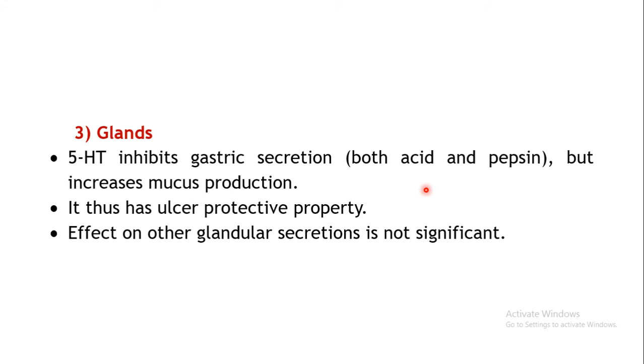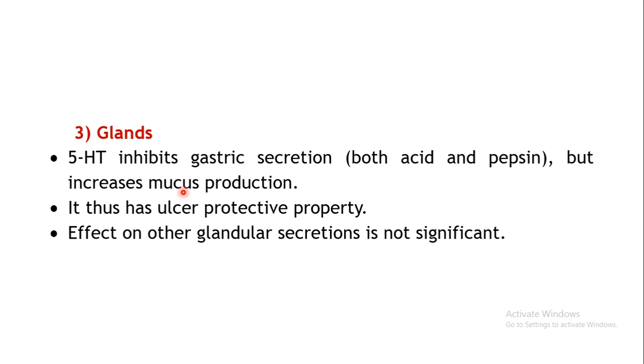So in peptic ulcer, the aggressive factors are exaggerated, like maybe the acid production is increased, and the mucus production may be reduced. If you look at the effects of 5-HT, it inhibits the gastric secretion. So acid secretion and pepsin secretion is inhibited by 5-HT, and at the same time it is also increasing the mucus production. So the aggressive factors are suppressed by 5-HT, and it is enhancing the protective layer.